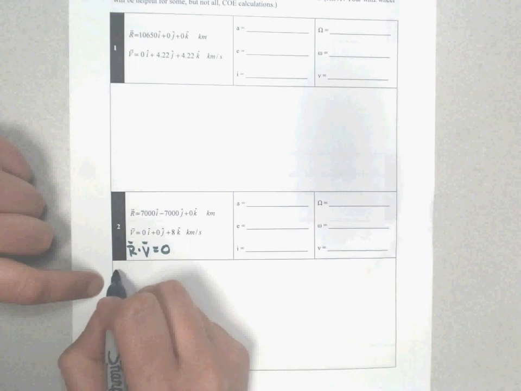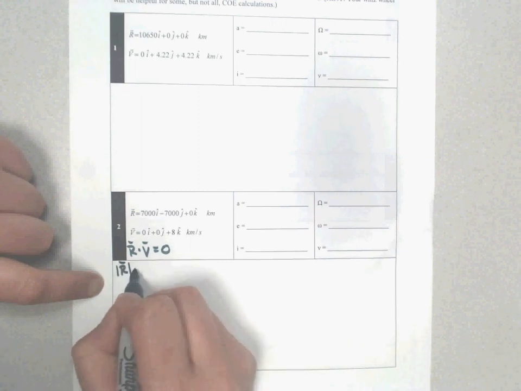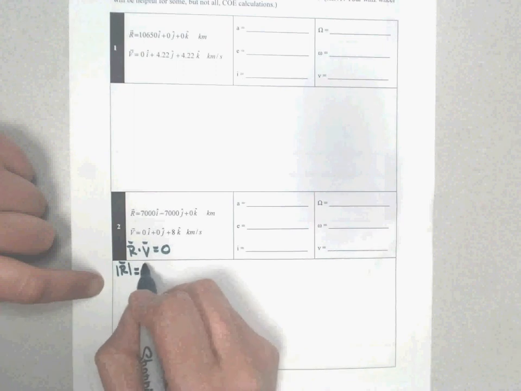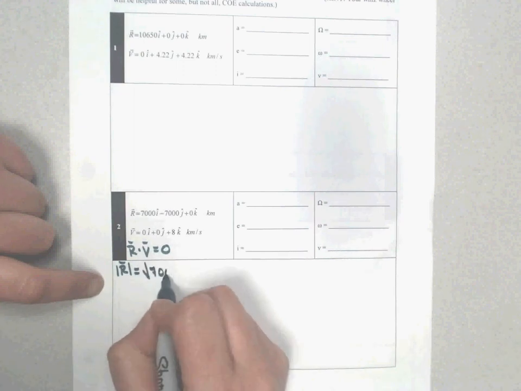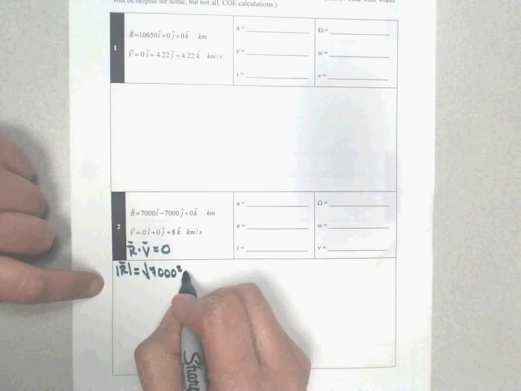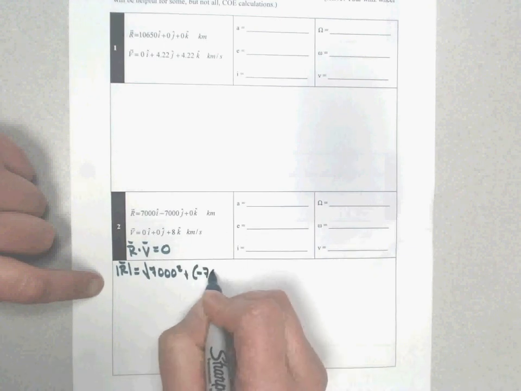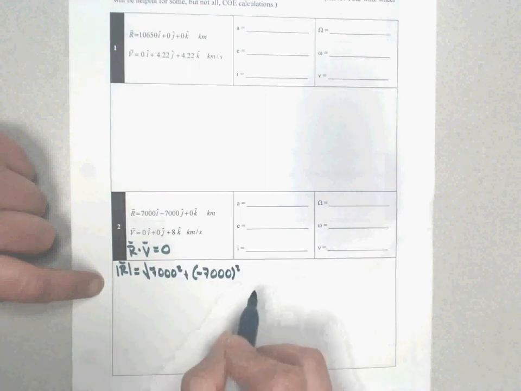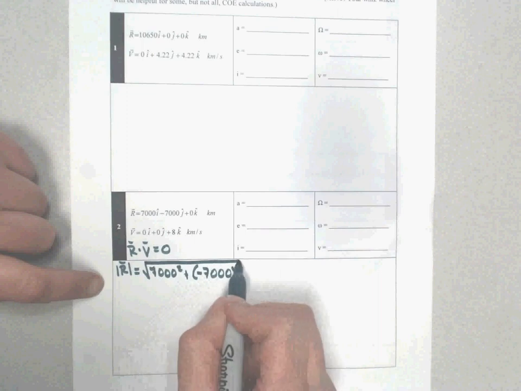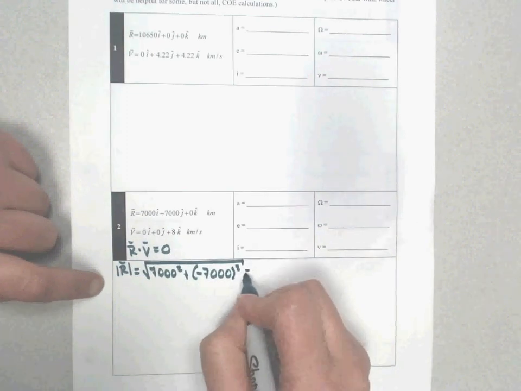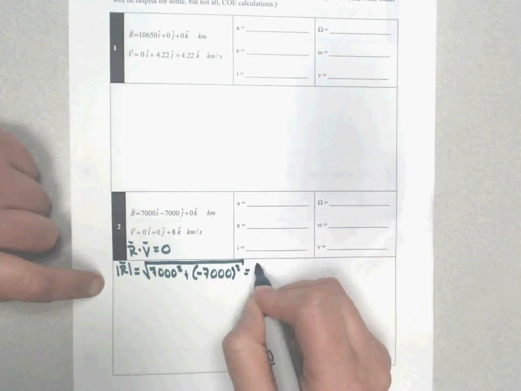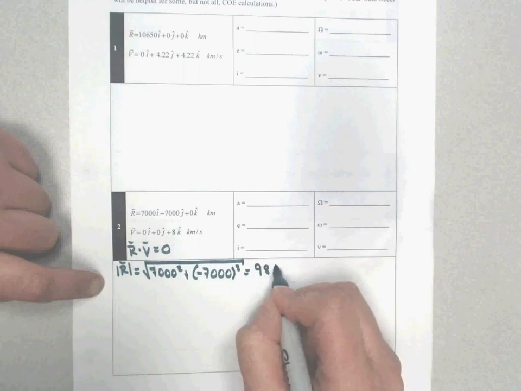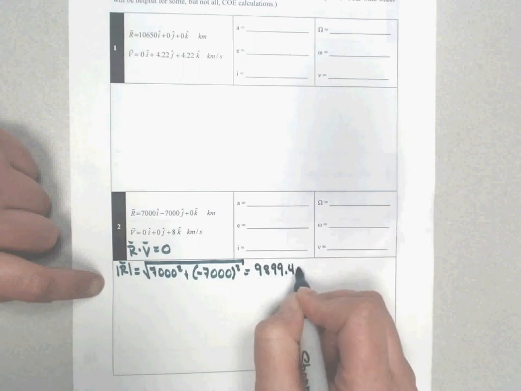So to start with, we want to find A, so we need the magnitude of R and V. The magnitude of R, in this case, would be the square root of 7,000 squared plus the negative 7,000 squared. The negative is inside, the magnitude will always be positive. So this gives us an R value of 9,899.495 kilometers.